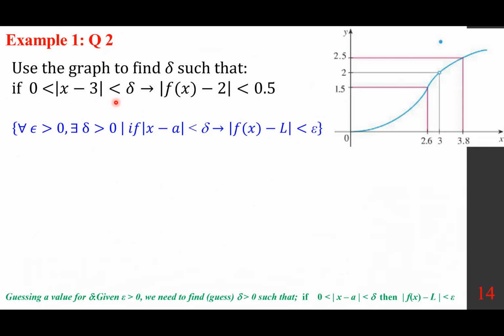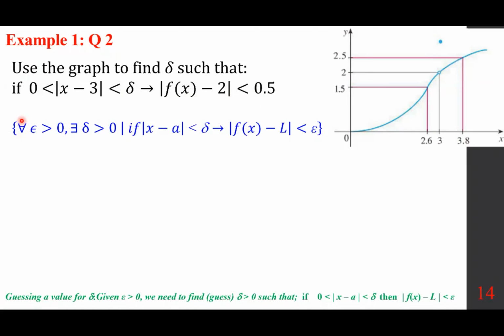So having said that, if you are looking at the following graph, such that the absolute value of x minus 3 is between 0 and delta, and absolute value of f of x minus 2 is less than 0.5, you can see this is number 3, we are close to number 3, and this is number 2, we are close to number 2 along the y-axis.